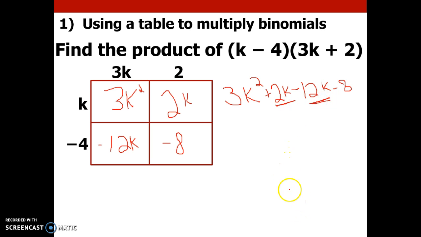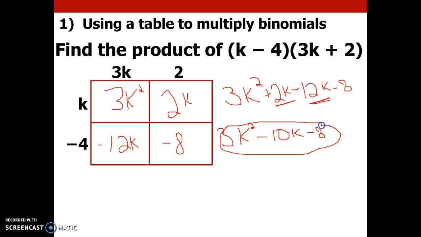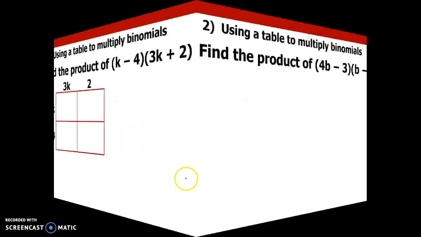Yes, you do. That means we can combine those together and turn this into a trinomial, because these two terms can be added together. In fact, in this case, it's actually subtracted. So we're going to have 3k squared minus 10k, because 2 minus 12 would be negative 10, minus 8. And that would be our final answer when we multiply these together. Multiplying these two binomials together, we end up with this. That's because we're trying to distribute and make sure everything multiplies by everything else. That's our goal when we're doing this.